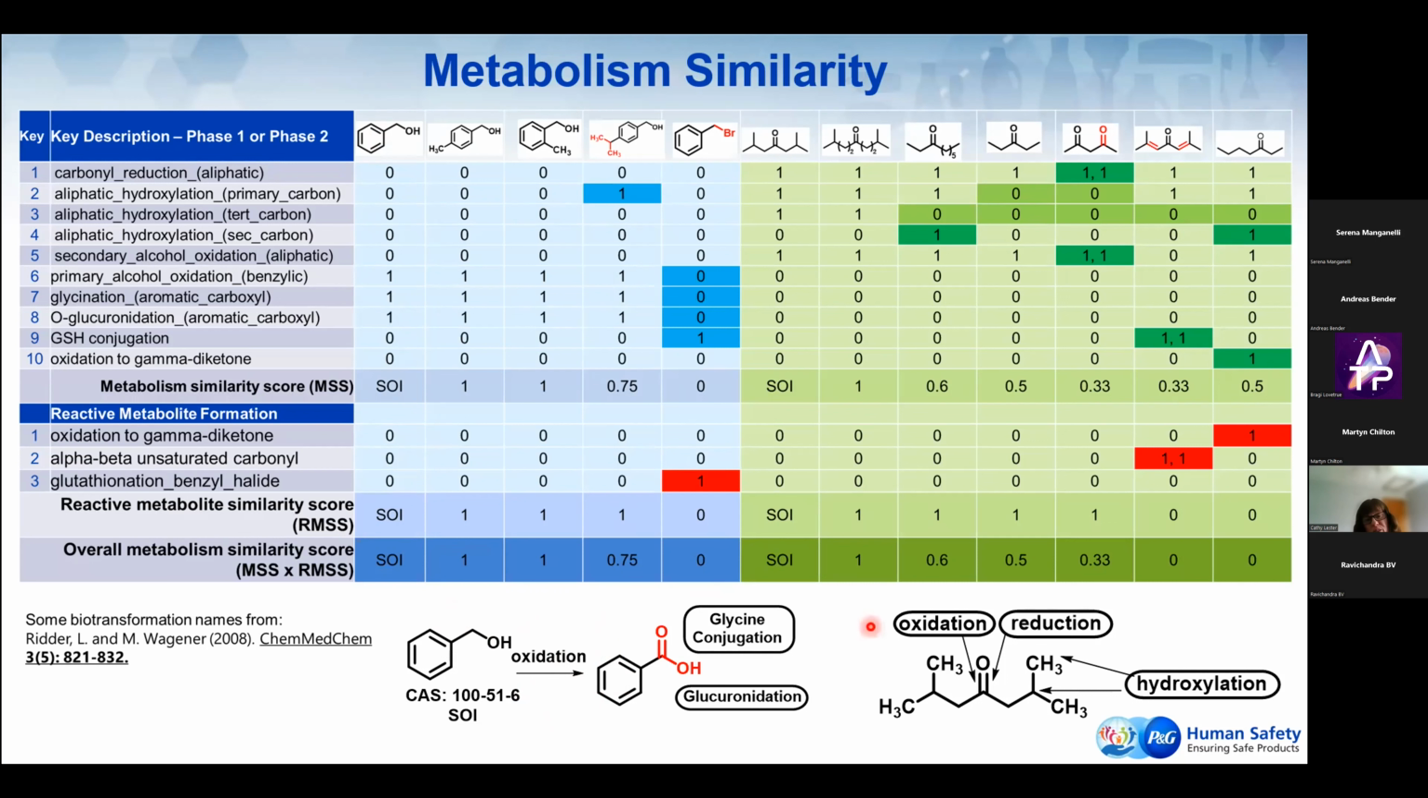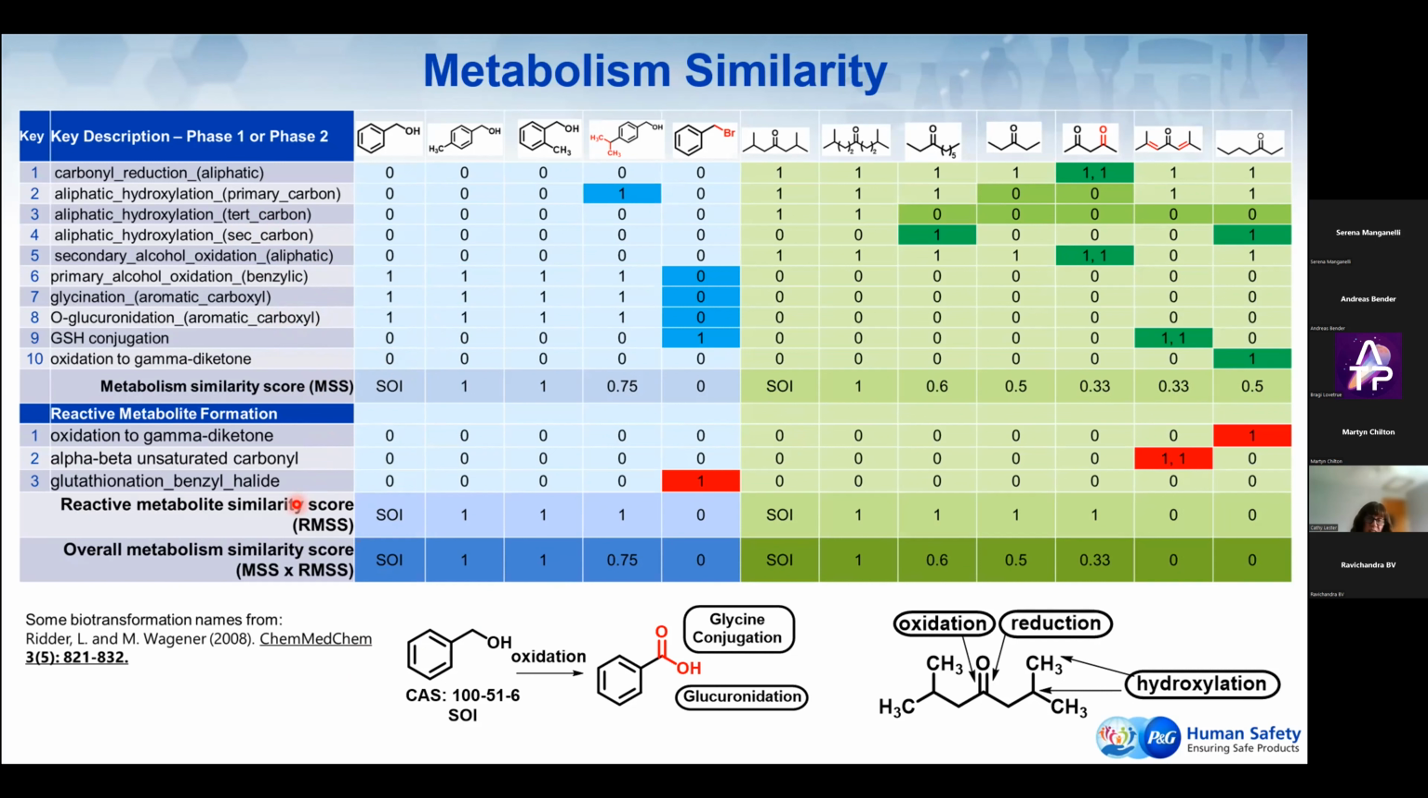So these are two case studies that I'm showing for benzyl alcohol, and these are the analogs. And another one would be diisobutyl ketone, and these would be analogs. So the metabolism fingerprint for phase 1 or phase 2 biotransformations consists of those biotransformations. Those are the keys. And then reactive metabolism is one of the most important attributes to compare. Does the analog and the SOI produce the same reactive metabolites?